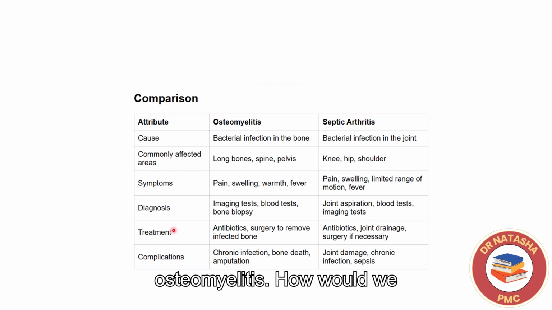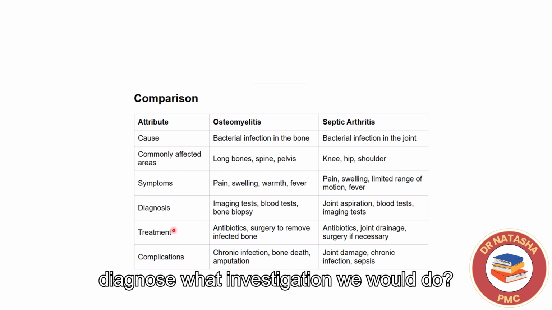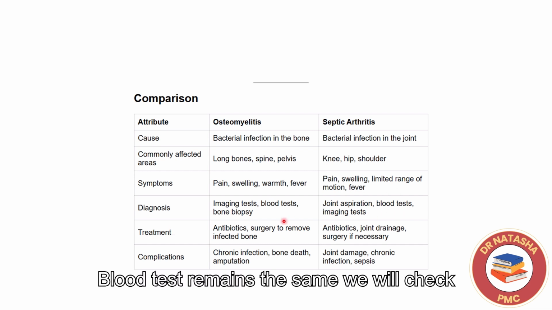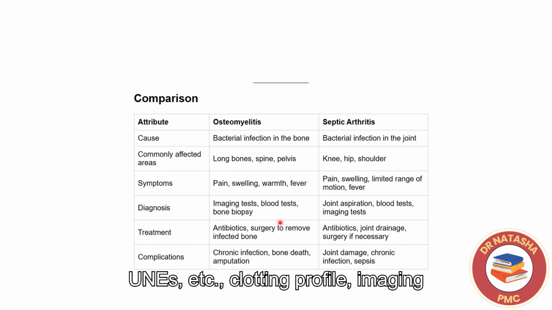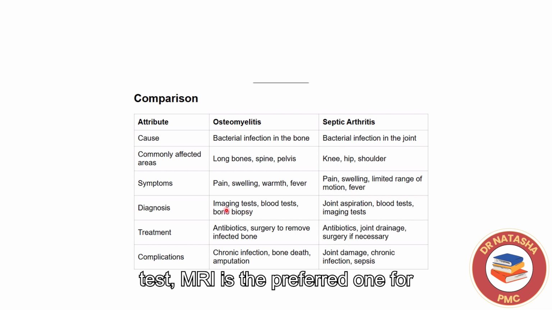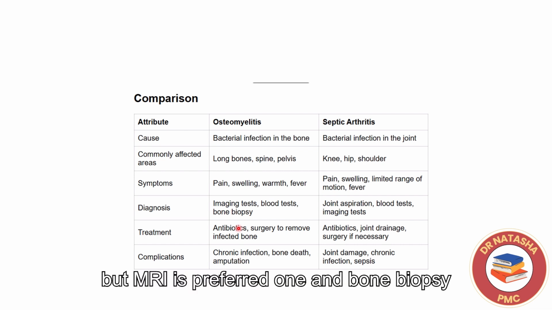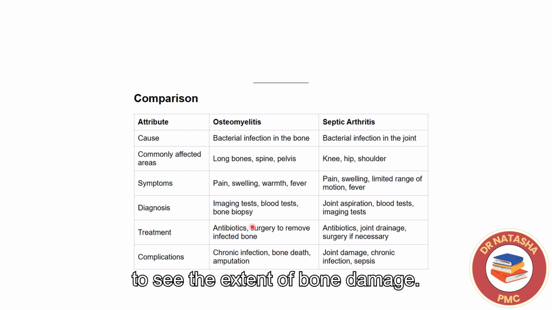How would we diagnose? What investigations would we do? Blood tests remain the same. We will check the blood culture, CRP, full blood count, U&Es, etc., and clotting profile. For imaging, MRI is the preferred one for osteomyelitis. We can do X-rays, but MRI is preferred, and bone biopsy to see the extent of bone damage.